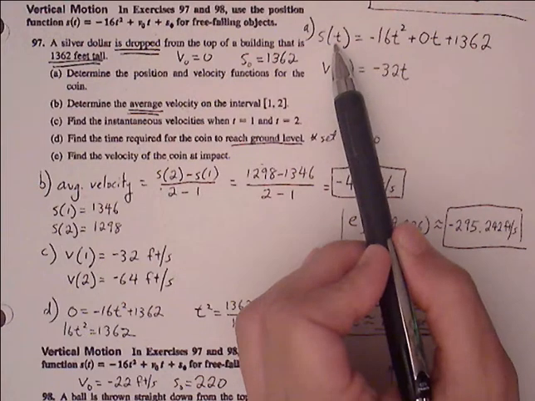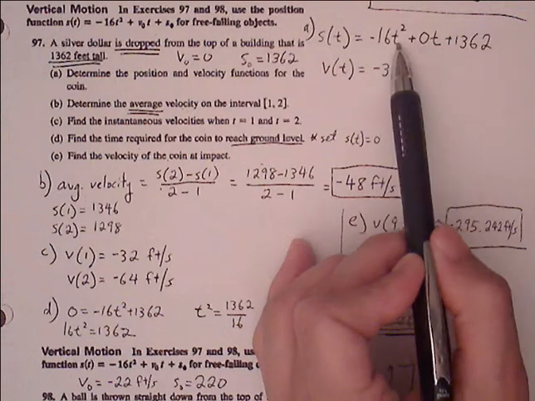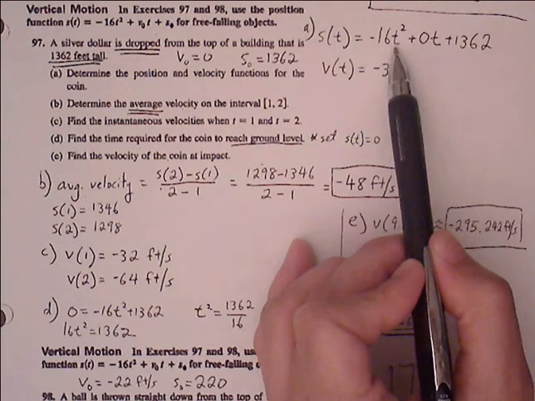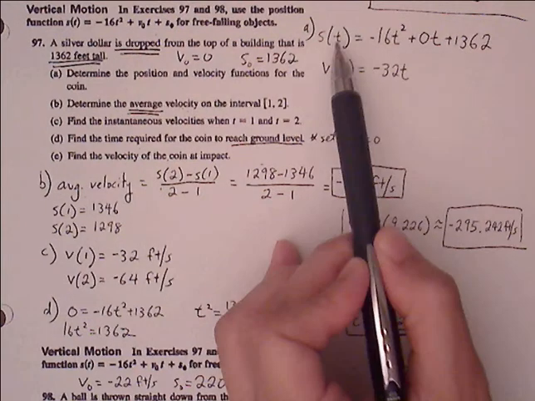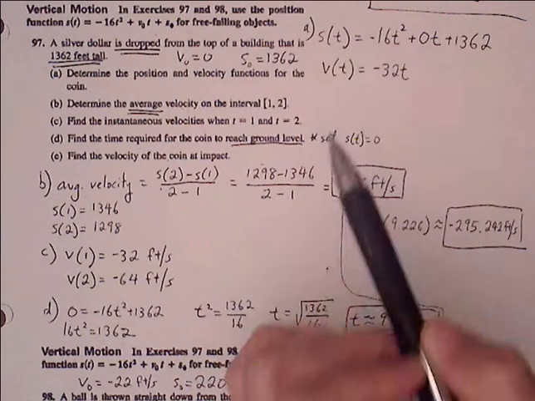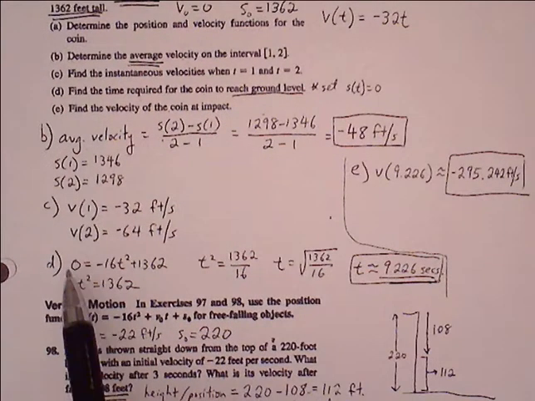So if we replace s of t with 0 and solve for time, we can figure out how long it takes for this object, which starts at 1362, to end up at 0, which is the ground. So we set s of t equal to 0, replacing s of t with 0.